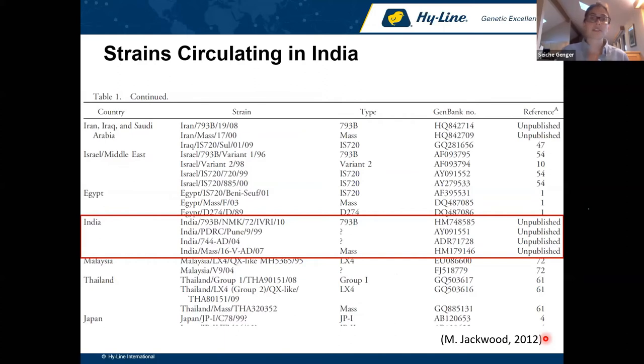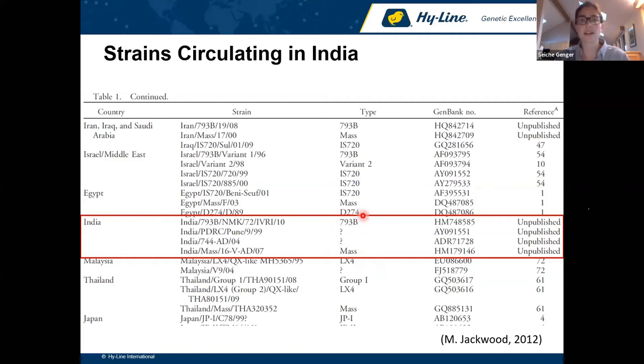So what sorts of strains are circulating in India? This is a paper by Mark Jackwood out of 2012, so it's a little bit older now, and some of this has changed some, but it gives you a good idea of what you're looking at for your region specifically. And the good news is that Massachusetts is one of the prevalent strains that's going on, and you do have a commercially available vaccine for that. So this tells me MASS should probably be included in our protection programs in India.